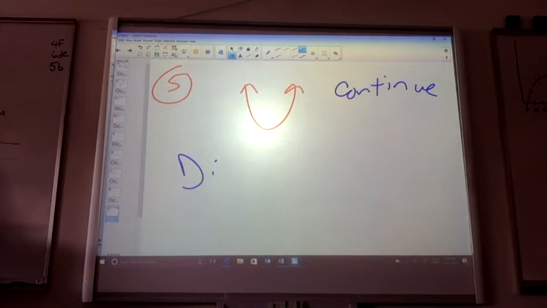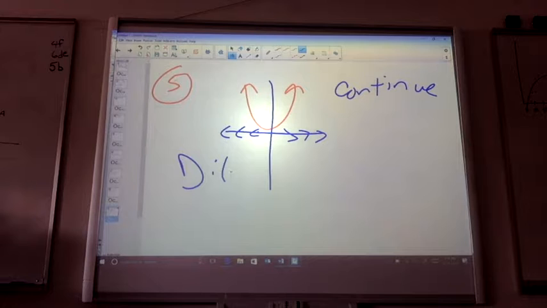So this is basically what's going on. If I keep going this way, does the graph keep existing above me? Yeah. What about if I keep going this way? Does the graph keep existing above me? Yeah. So the domain goes from negative to positive infinity.